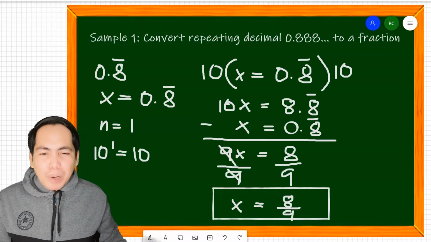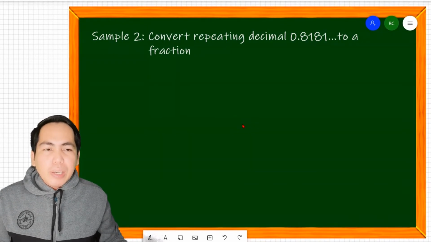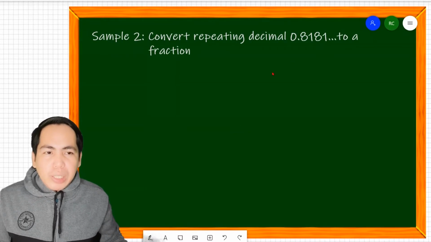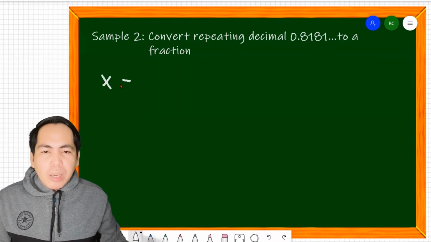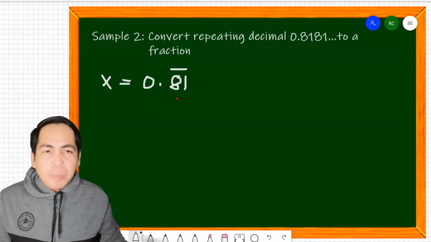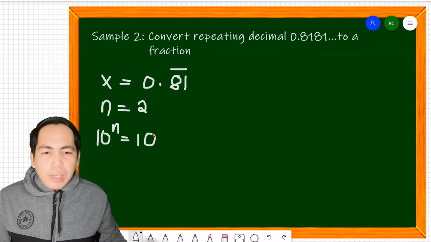So let us have sample problem number 2. We have here, convert the repeating decimal 0.8181 to a fraction. So there are two digits that are being repeated. So when we write our equation, x is equal to 0.81 and then we have the bar, because there are two digits being repeated, and these digits are 8 and 1. Since there are two digits that are being repeated, our n is equal to 2.